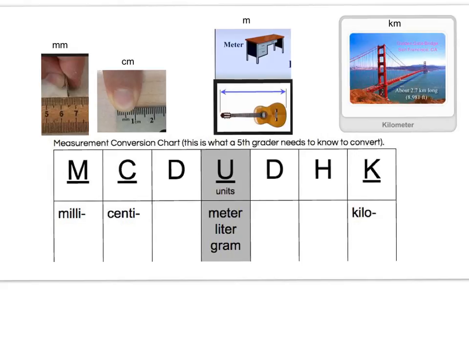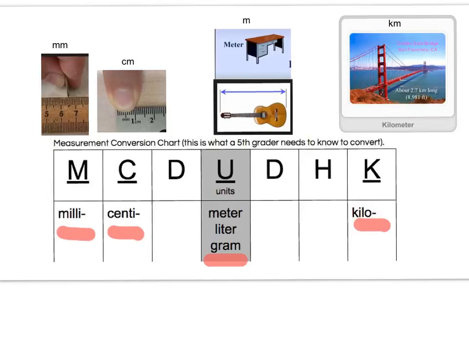A millimeter is about the width of a dime, while a centimeter is about the width of your fingernail. A meter is about the length of your desk. It's also about the length of a guitar or a tall umbrella. And then kilometer, or some people pronounce it kilometer, is about the length of a couple city blocks, or if you've ever been over the Golden Gate Bridge, that's about 3 kilometers long.